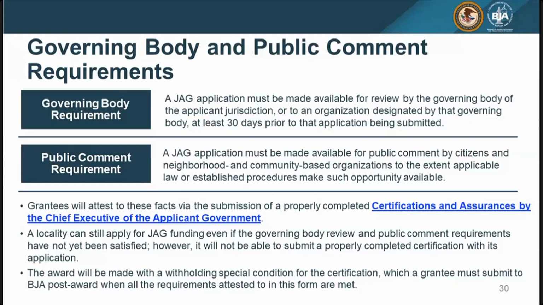Grantees will attest to these facts via the submission of a properly completed CE certification, as I previously discussed in the last slide. If these requirements have not been satisfied by the time of application, please go ahead and submit your application anyway, and we will place a withholding condition on the award until it is received.